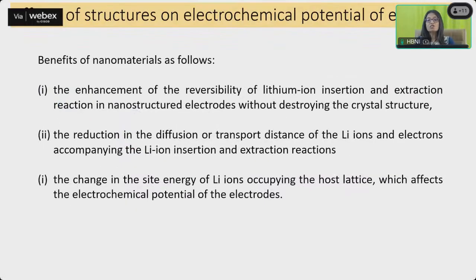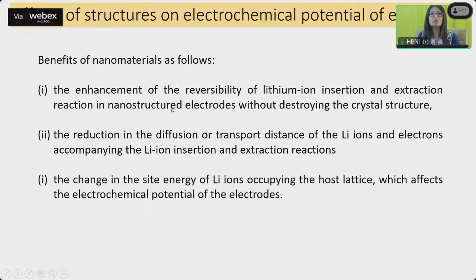So what is the effect of structure on the electrochemical potential of electrodes? Generally what we do is we use a smaller size. So why do we look into nano forms? Because if you have a material of very small size, these cathodes and anodes, very small size, then what is going to happen?